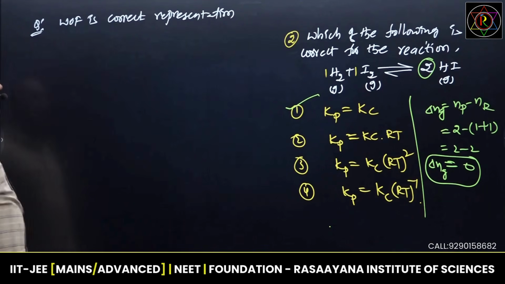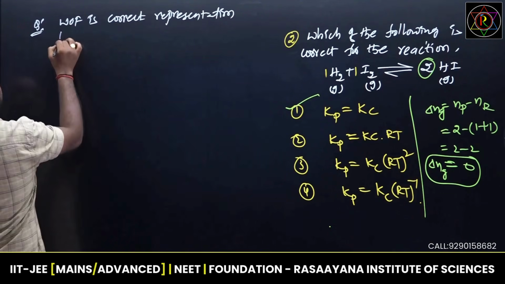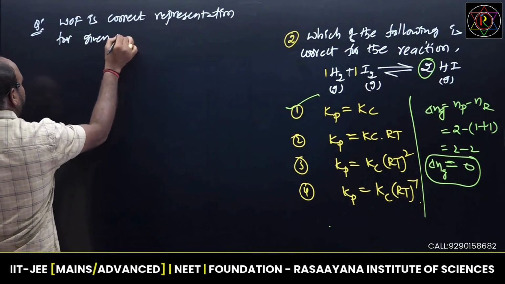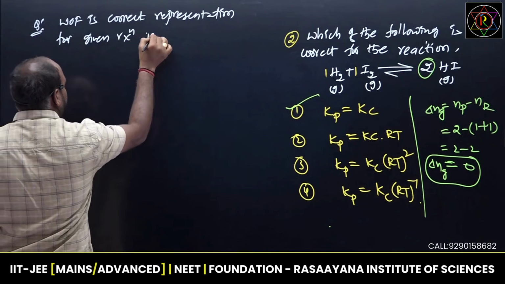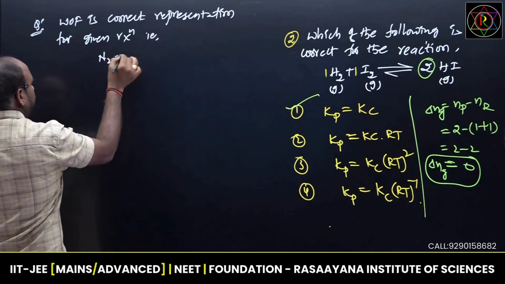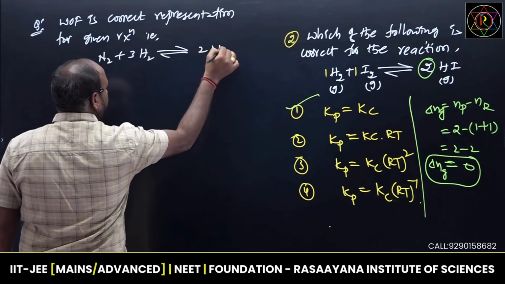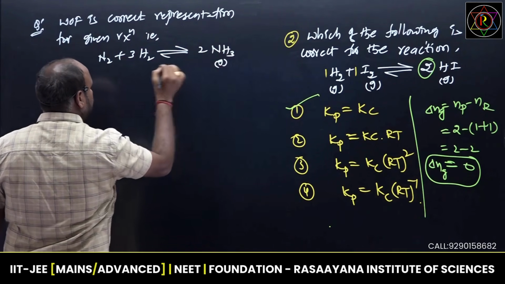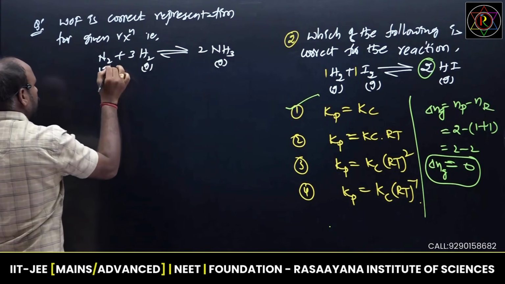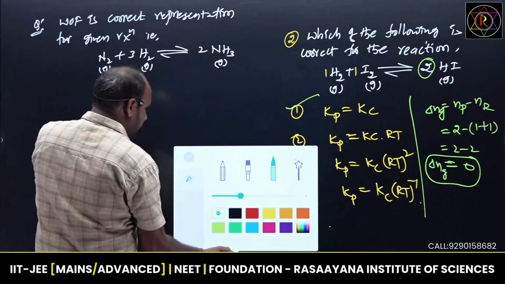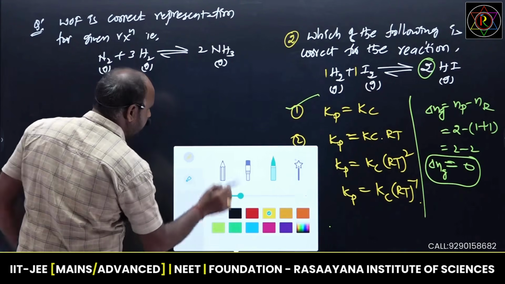Which of the following is the correct representation for the given reaction? That is, N2 plus 3H2 is in equilibrium with 2 moles of NH3. Right, all are gases. Which of the following graphical representations is correct for this reaction? So what are those graphical representations we have to see?